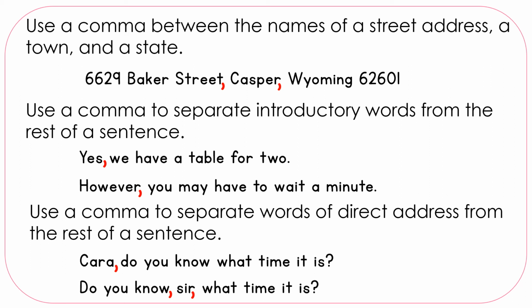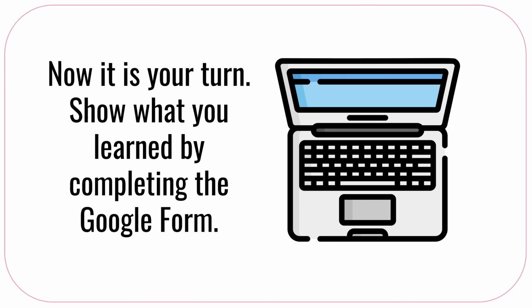Remember, the comma goes right after the word you're putting the comma after with no space, and then put the space after the comma before the next word. Now it is your turn. Show what you learned by completing the Google form.